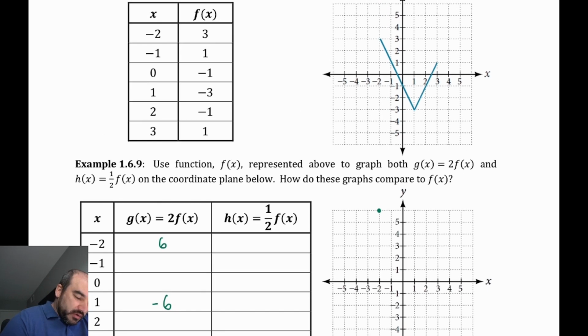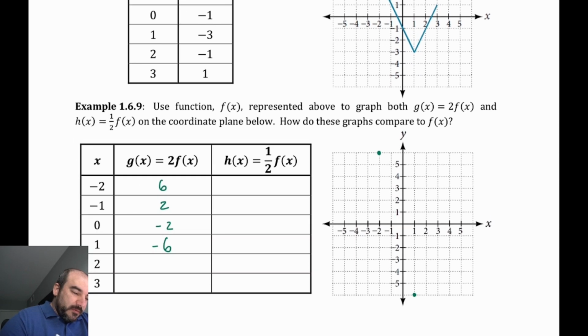The points in between we can also multiply. This was a 1, so it'll become a 2. This was a negative 1, so it'll become a negative 2. Negative 1 will become negative 2, and 1 will become 2. So we have negative 1 comma 2 here, 0 negative 2, and then 2 comma negative 2, 3 comma 2, and then we have our line that I want to ask a question about.